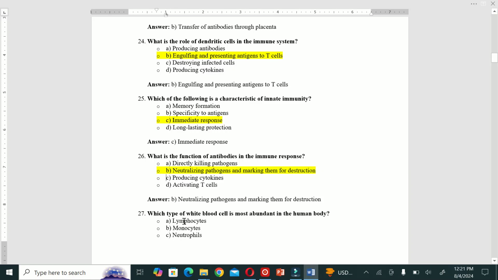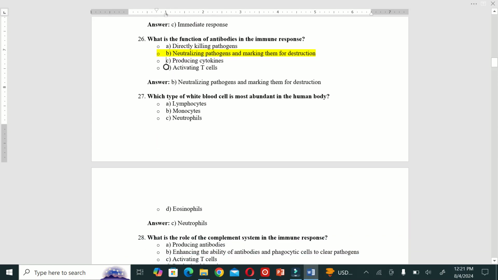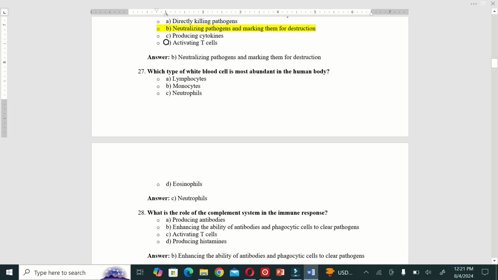The next MCQ is: which type of white blood cell is most abundant in the human body? A. Lymphocytes. B. Monocytes. C. Neutrophils. And D. Eosinophils. So the correct option is C. Neutrophils.